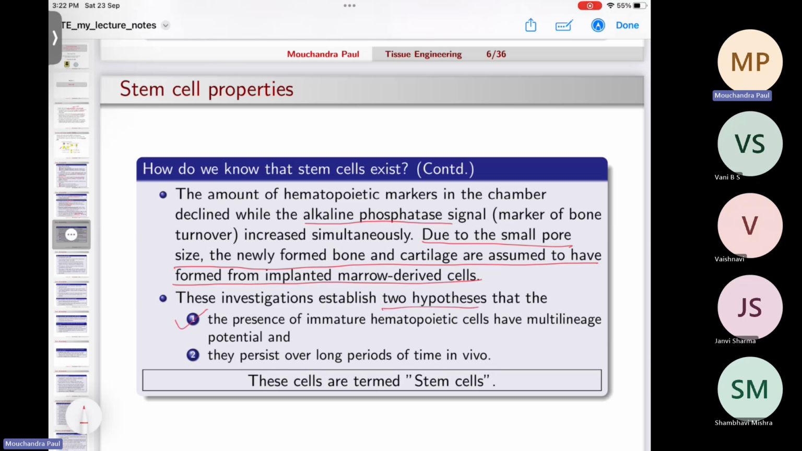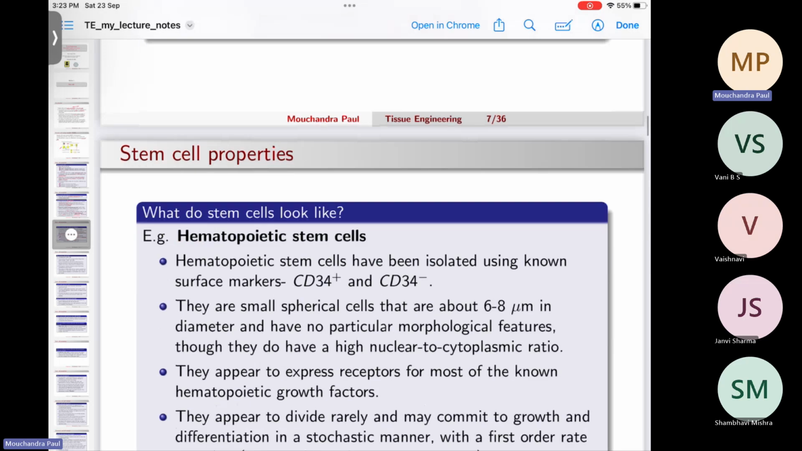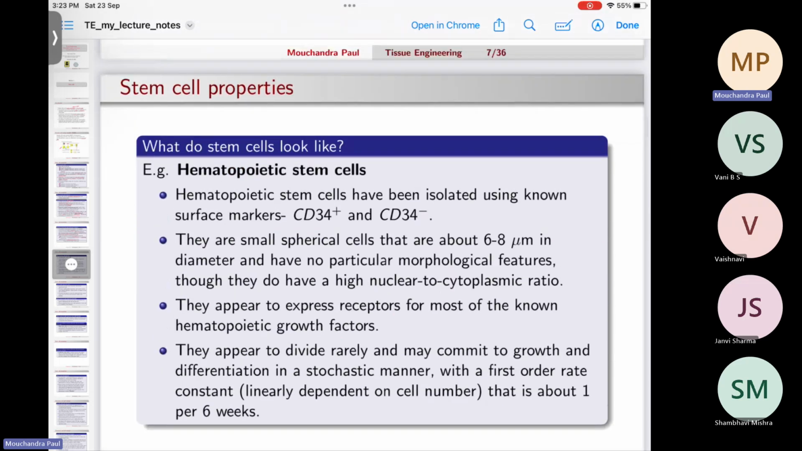First, in the bone marrow there are some hematopoietic stem cells that can differentiate along multiple lineages, and also they persist for a long period of time in vivo. Meaning these cells do not lose their identity very quickly, rather they stay inside the body for a long period of time. So from this explanation you may be able to understand now what exactly stem cells are. All right, so any queries up till now?